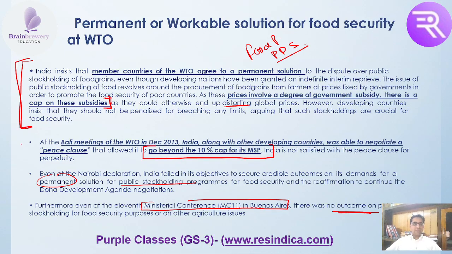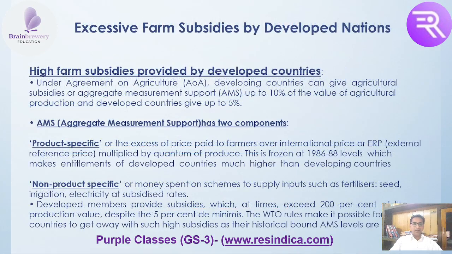That means we are still waiting: what is the permanent solution for the food security program of India? What is the permanent solution? If we keep on providing and all of a sudden you say that you cannot provide this much money, you cannot provide this much MSP for food security, then our food security program will collapse. So there is a need to find a permanent solution for that, right?